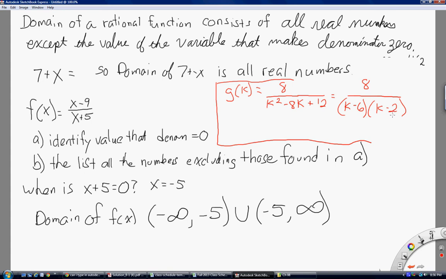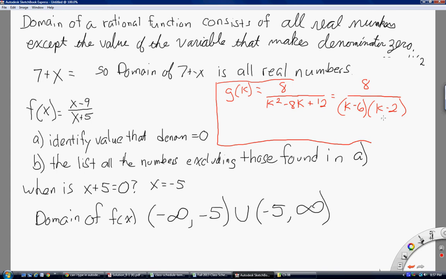So in this case, the denominator is 0 when k is 6. 6 minus 6 is 0. 0 times the other number is 0. The denominator is also 0 when k is 2. 2 minus 2 is 0, and so forth.